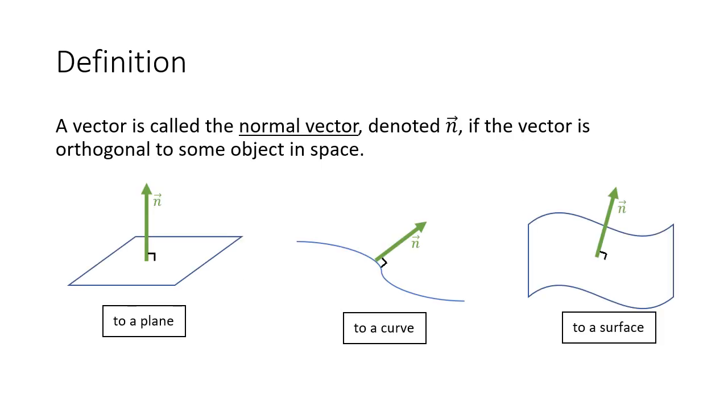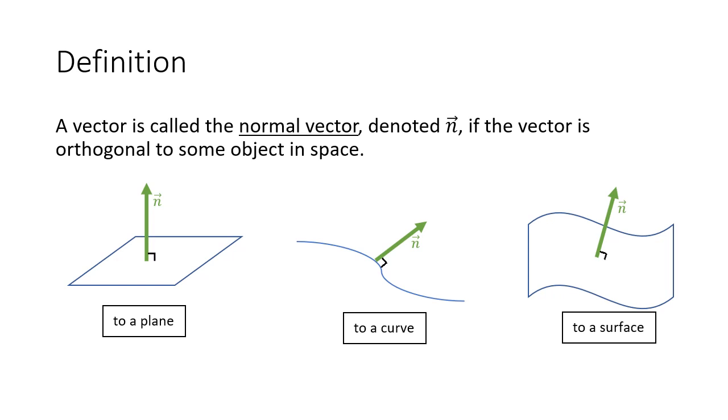Next definition, and this is going to be a really important one as well throughout the remainder of our course, and that's the normal vector. So the normal vector, which we typically denote with n, a vector n, is the vector that is orthogonal to some object in space. So we can be normal to a plane, which again is very much related to how we set up our cross product, but it can also be normal to a curve.